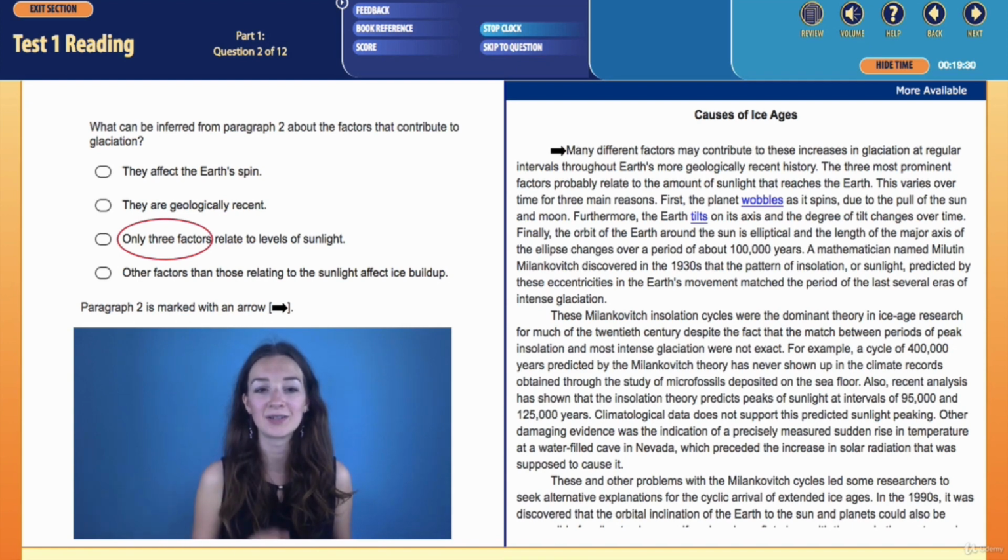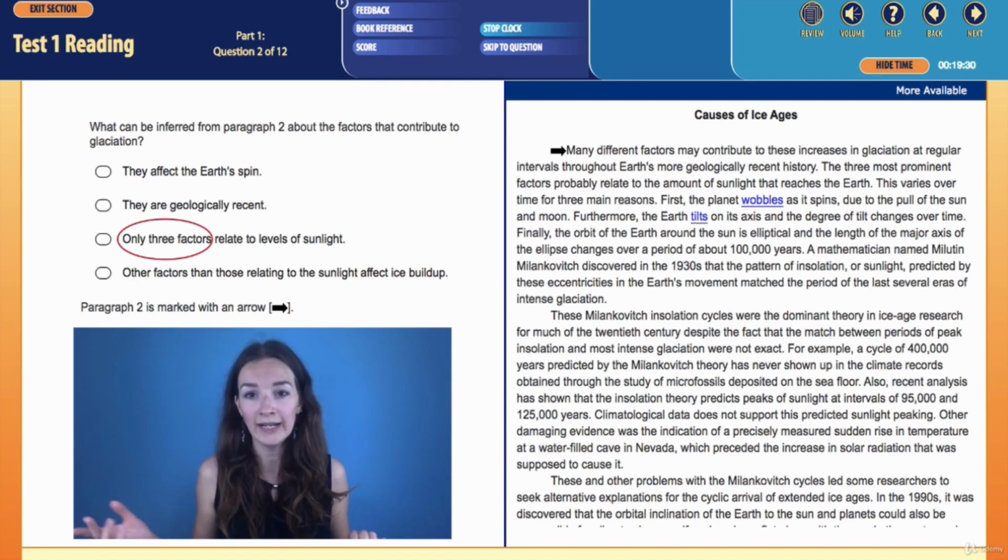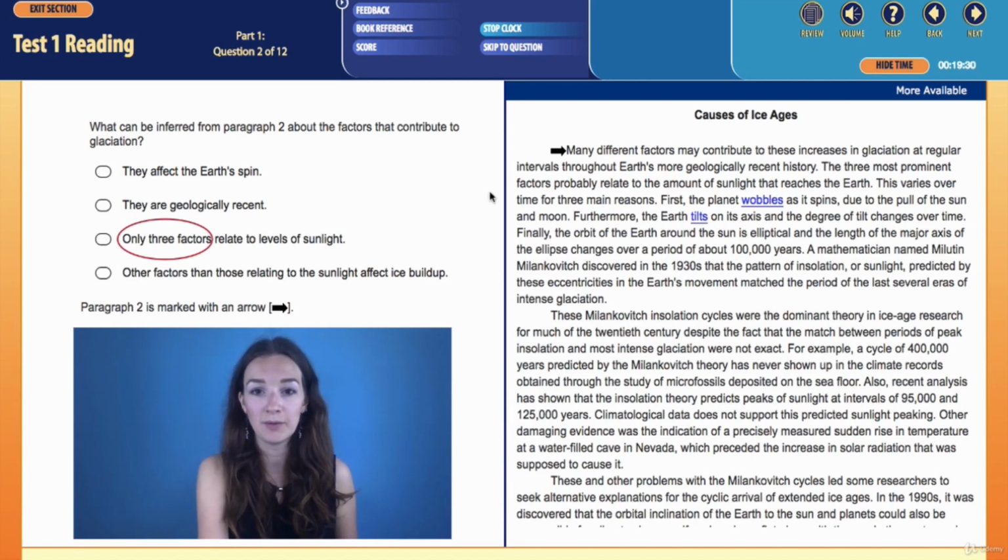Only three factors. So the word only now makes this answer choice wrong. Although the rest of it is pretty great. Here we have three most prominent factors probably relate to the amount of the sunlight, and here we have only three factors relate to the levels of sunlight. They even did some of the rephrasing. Here it's levels, here it's amount, but they use the word only, and so we know this is wrong. We can't choose this answer.